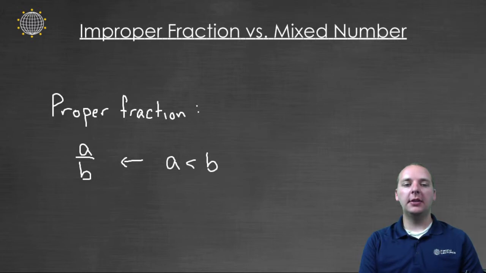A proper fraction is a divided by b, where a is smaller than b, such as 2/3. This would be considered a proper fraction. If you had a piece of pizza that had 3 giant slices, you could have 2 of the 3 slices. This is a proper fraction that makes perfectly good sense.